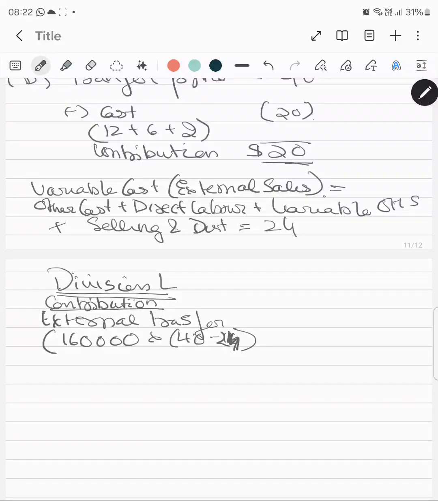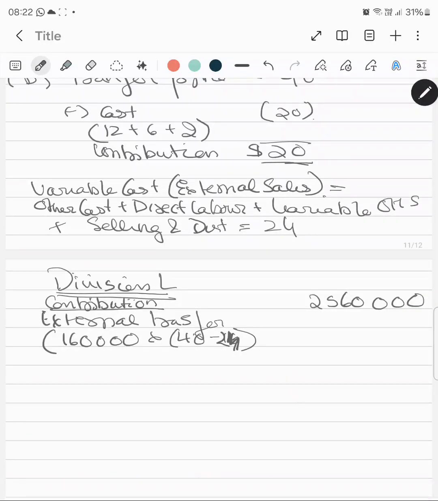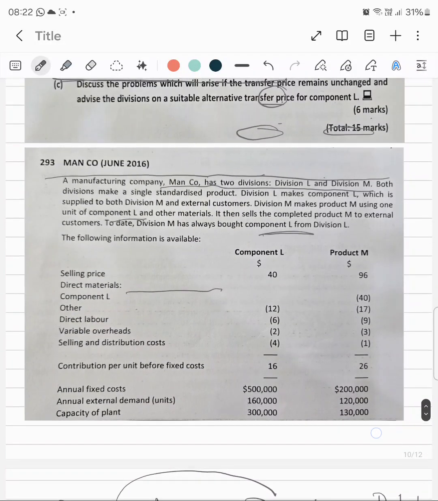40 minus 24, 1,60,000 into 16 is 2,560,000 for external sales. This is the contribution. And in case of internal sales, I've already calculated the contribution as 20. So how many units are internally transferred?